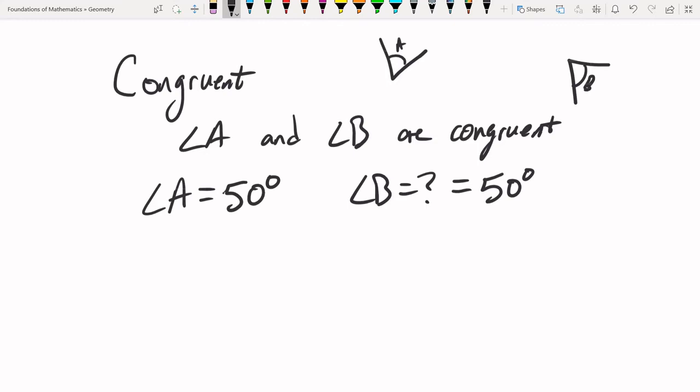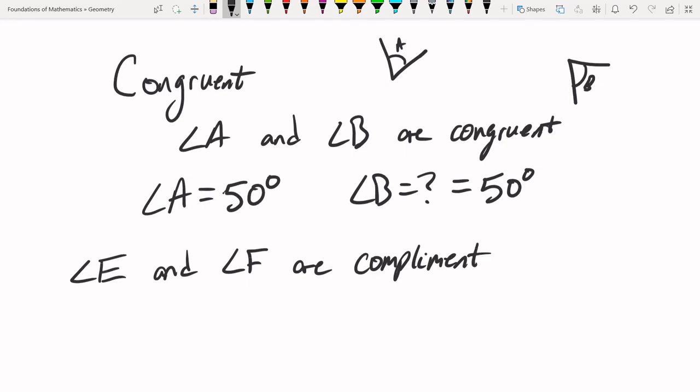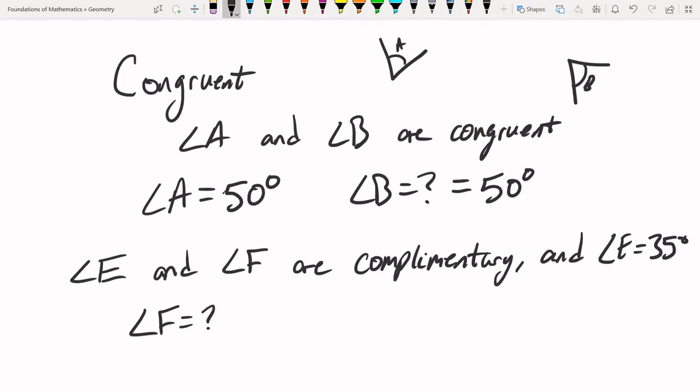Complementary, we said, was two angles that add up to 90 degrees. So if angle E and angle F are complementary, and angle E equals 35 degrees, what does angle F equal? Complementary, right? C comes before S, so complementary goes with 90 degrees because 90 comes before 180. So angle E plus angle F equals 90 degrees. In other words, 35 degrees plus angle F equals 90 degrees.